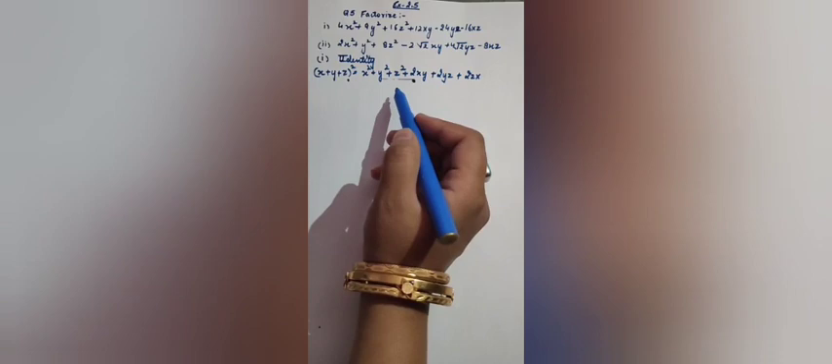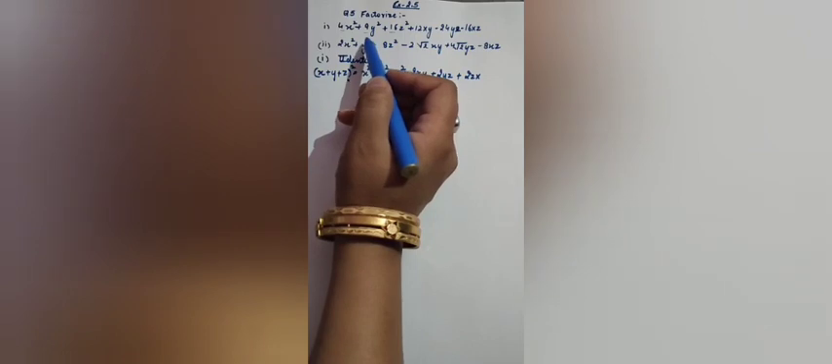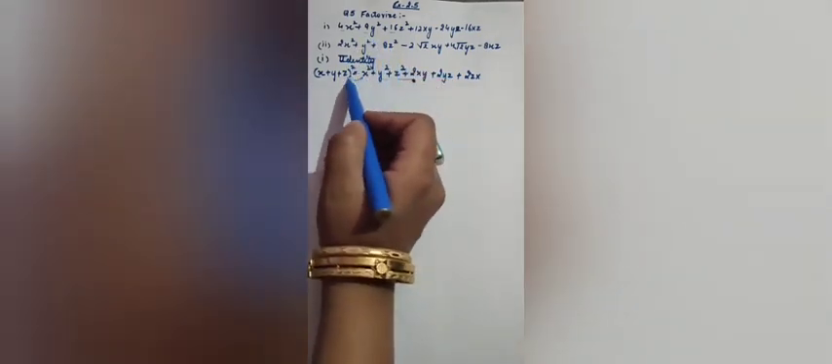For this, what you can do, just have a look here. Can 4 be a square of any number? Yes, it is the square of 2. Can 9 be a square of any number? Yes, 3. Can 16? Yes, 4. So if I use this, I will get this portion here.